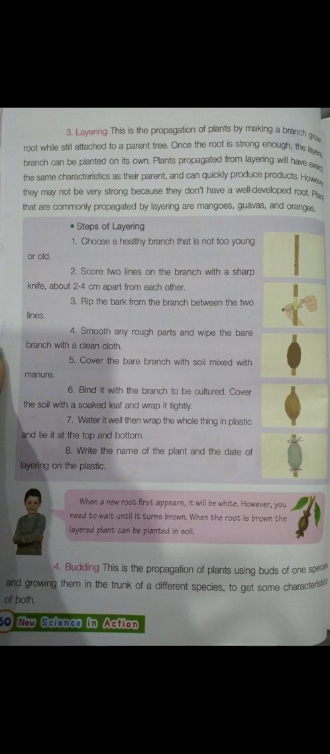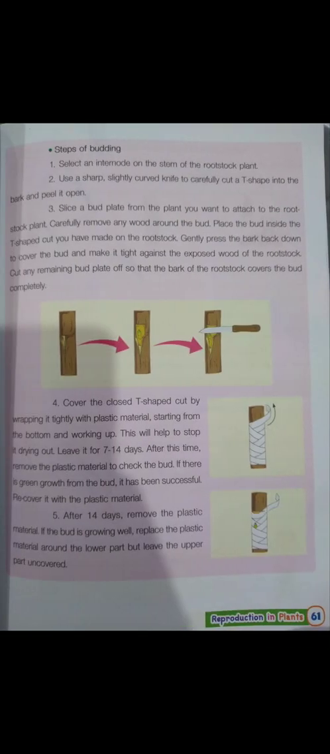Another propagation method is budding. Budding is the propagation of plants using buds of one species and growing them in the trunk of a different species to get some characteristics of both. Now please open your book on page 61. These are the steps of budding.